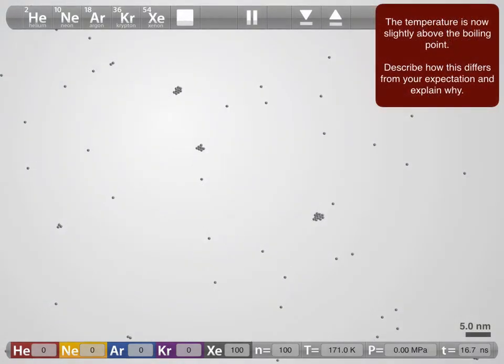Notice how close we are to the boiling point. How does the simulation differ from your expectation?